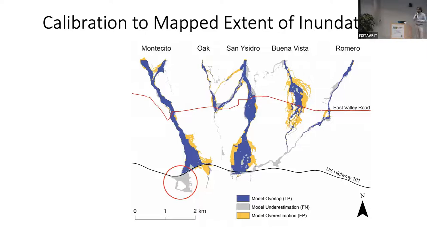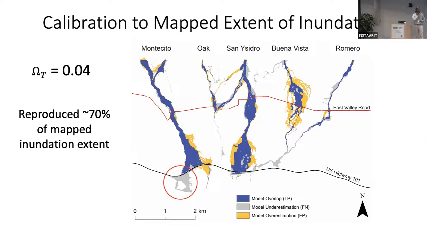So we use the extent of inundation and the corresponding similarity index to calibrate the model. This is a calibration for the entire five watershed data set at Montecito. For this simulation, we kept volume constant and only varied the two flow mobility parameters that I mentioned earlier, the flow resistance coefficient and the yield strength. With the best fit flow mobility parameters, we have a similarity index of about 0.04 on that scale of -1 to 1. Or in other words, it reproduced about 70% of the observed extent of inundation.